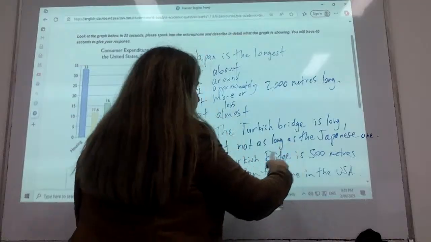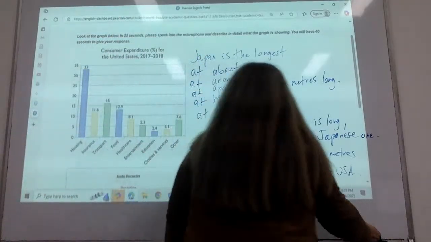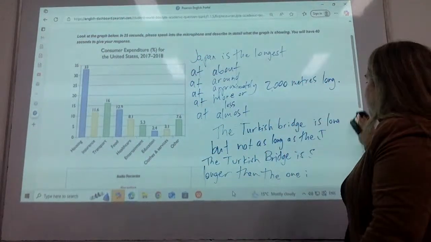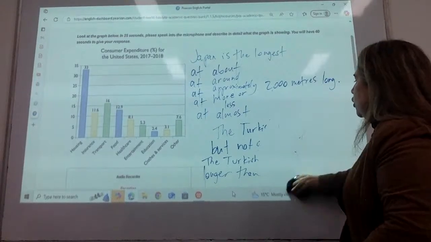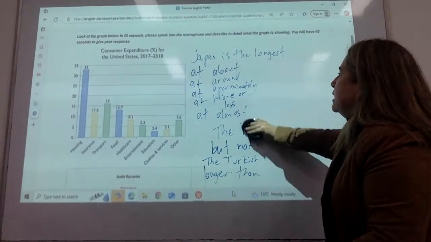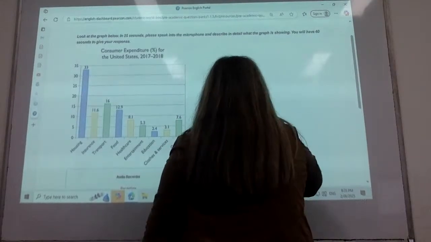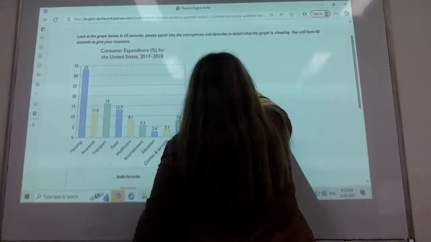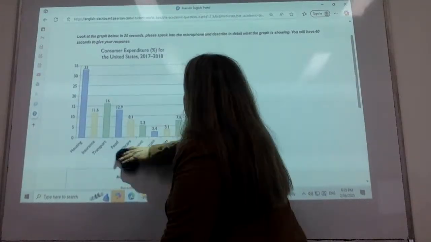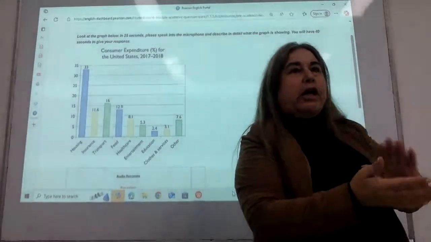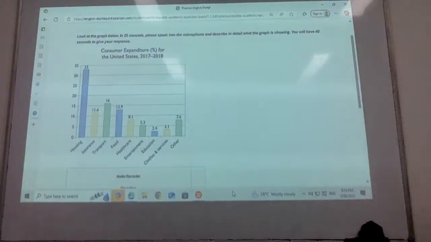So this one here, yes, what can you tell me? It says consumer expenditure in percentage for the United States in 2017 to 2018. So here in this one, what can we say? So very quickly, you're going to look which one is the highest? Housing. Which one is the second highest? The second highest is Transport. Which one is the lowest? The lowest is education.